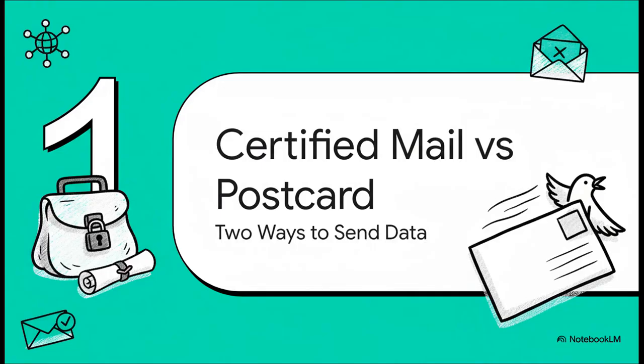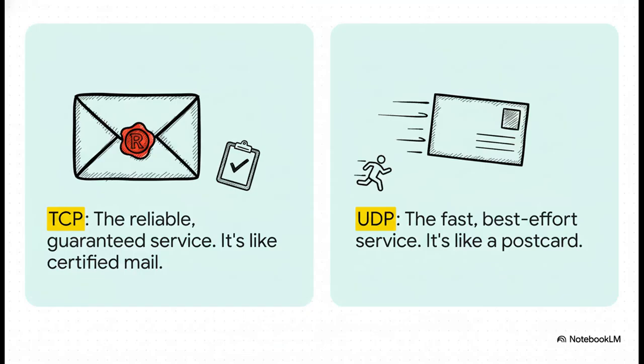Now, this digital mailroom doesn't just have one way of sending things. It actually offers two totally different kinds of delivery services, and it all depends on what's being sent. Think of it like this. You have to choose between sending a super reliable package with tracking and delivery confirmation, or just tossing a quick postcard in the mailbox. And these two services have names you might have heard before: TCP and UDP.